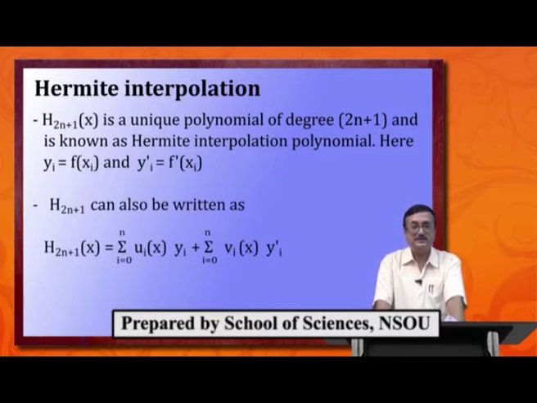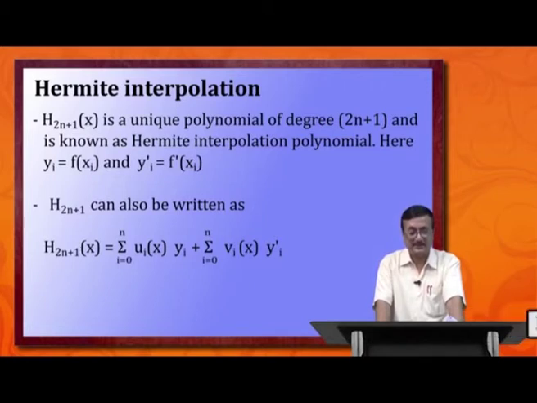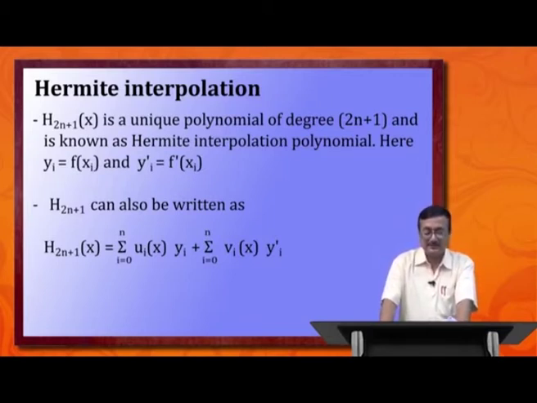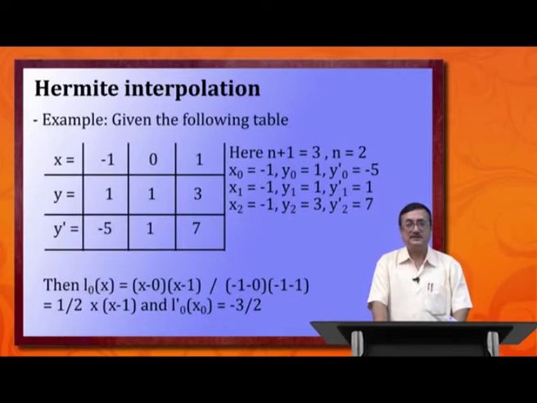h_{2n+1}(x) is equal to summation i = 0 to n of ui(x) yi, plus summation i = 0 to n of vi(x) yi', where ui(x) is given by [1 - 2(x - xi) Li'(xi)] multiplied by Li(x) whole square, and vi(x) is (x - xi) into Li(x) whole square. So let us clarify it by considering one simple problem.